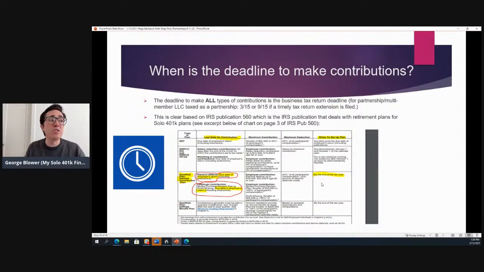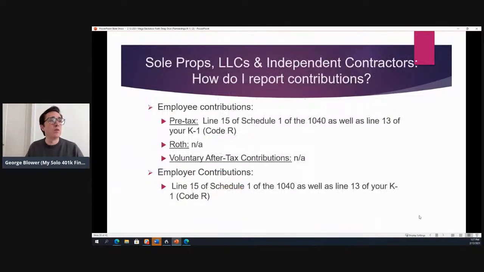So for a partnership, the business tax return deadline is March 15th or September 15th. And we've got a snippet from IRS Publication 560 because this often is a point of confusion, because the rules that apply to full-time employer plans, in other words, a 401k plan that has non-owner employees participating, are different. But the deadline for self-employed individuals is really the business tax return deadline, which makes sense from a practical perspective because often the self-employed individual doesn't even know how much they've made until after the end of the tax year, because they might be working all the way through December 31st to make the money, and then after the fact, figure out how much they can contribute.